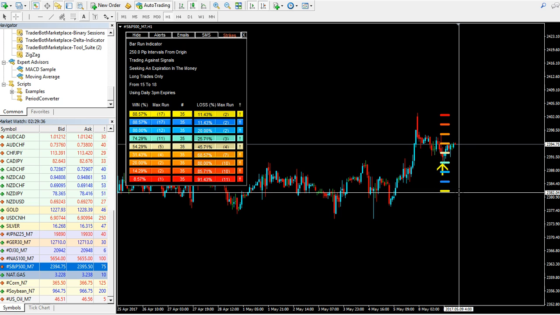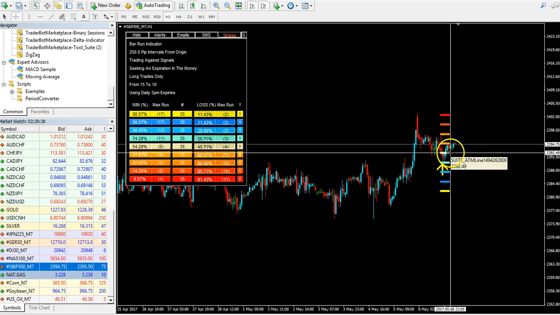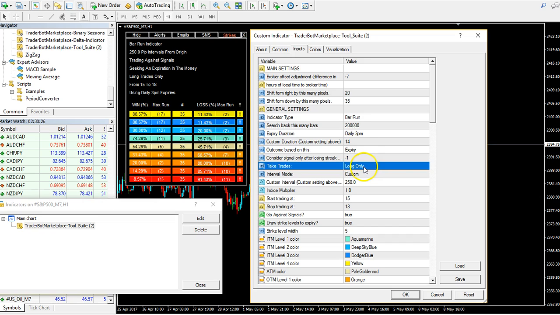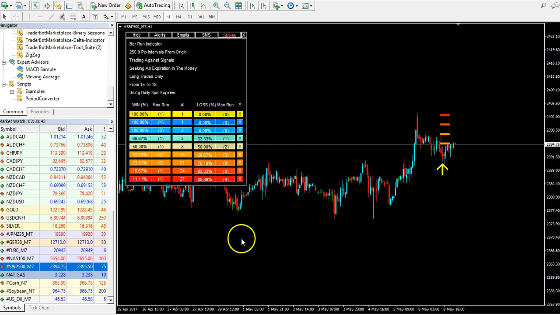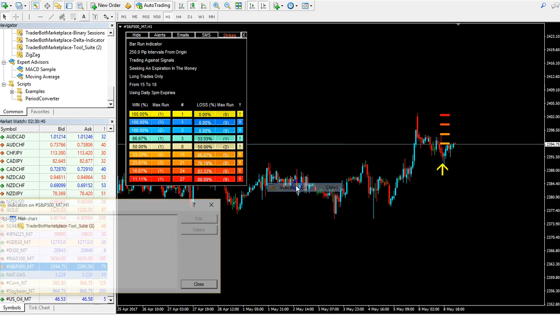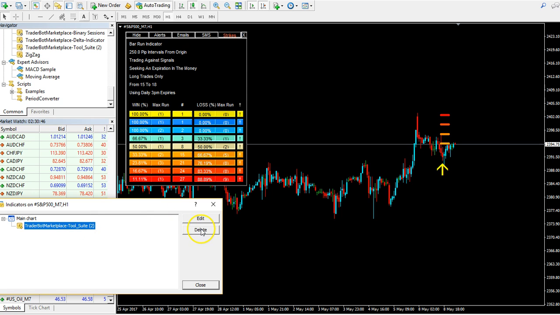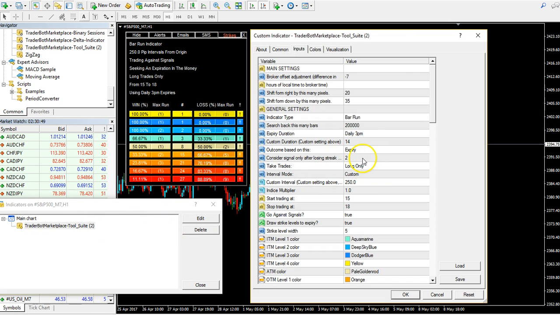So let me look here for a second. Okay, so I'm looking at long only right now. I know it's got 4 losses in a row. What if I wanted to go down here to consider signals only after X number of losses, and I put that in as 2. No good. So I'm starting to see that this S&P is no good at all. Not for this particular signal.